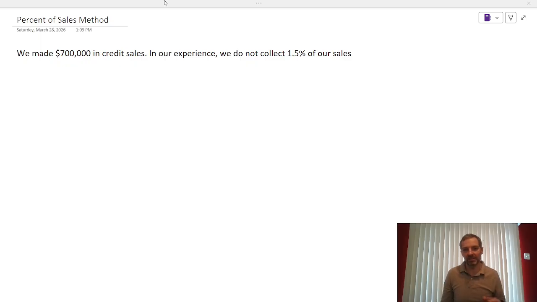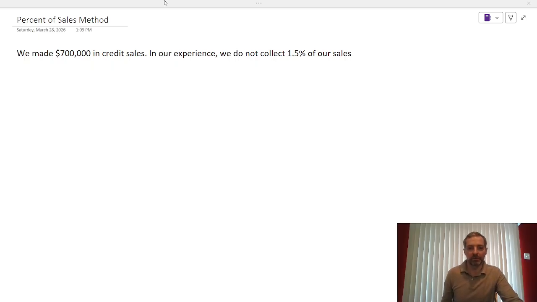I want to emphasize we do not have to use any of these methods with the direct write-off method because there is no estimation when we are directly writing off accounts. We just wait until we finally give up and say, all right, that's when our expense is. Under the allowance method, though, we need to make estimates, and that's where this comes into play. How do we make that estimate?